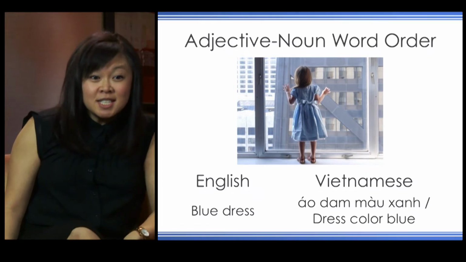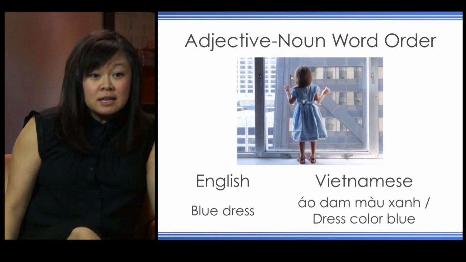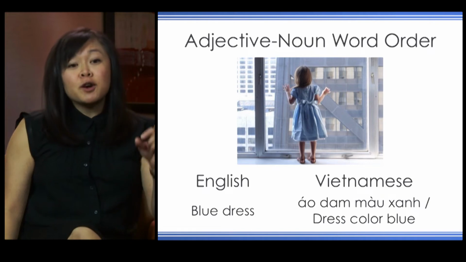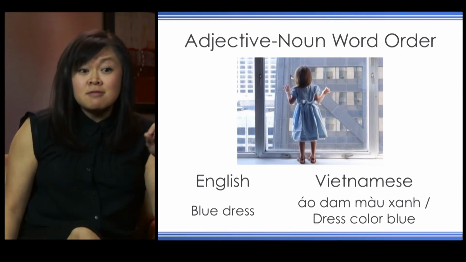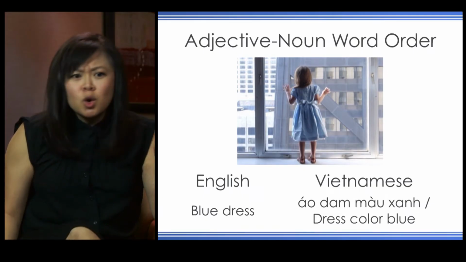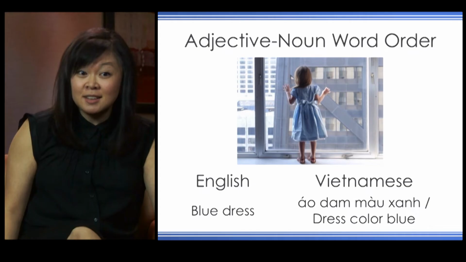So, taking a look at this example, here's Ruby. Ruby wears a blue dress. In Vietnamese, I'm going to say Ruby bận áo đầm màu xanh. So for a native Vietnamese speaker, they may say Ruby wear, because verbs don't conjugate either, Ruby wear dress color blue. And those errors are okay.